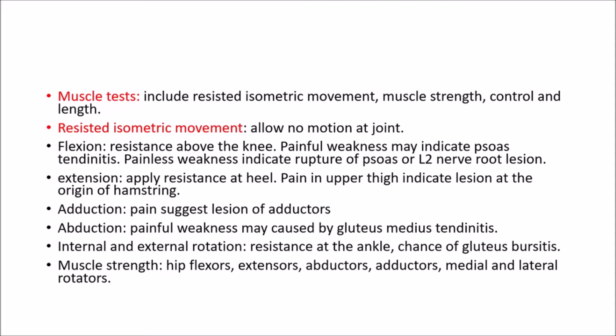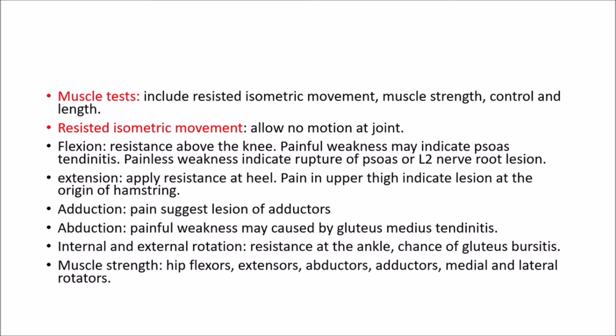Apply resistance at the heel, and if there is pain, it may indicate a lesion at the origin of the hamstring muscle. Then perform adduction. If there is pain, a lesion of the adductors may be suggested. Then apply abduction. If there is painful weakness, it may be caused by gluteus medius tendinitis. Then perform internal and external rotation and provide resistance at the ankle. There may be a chance of gluteal bursitis.